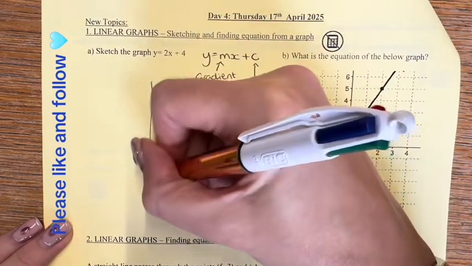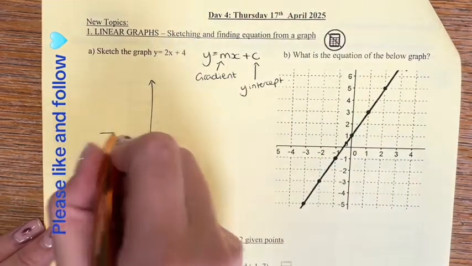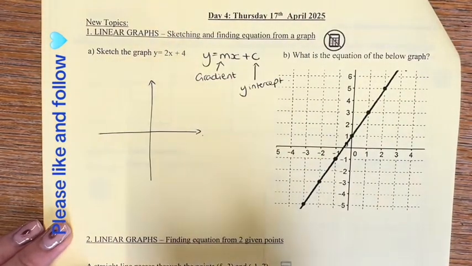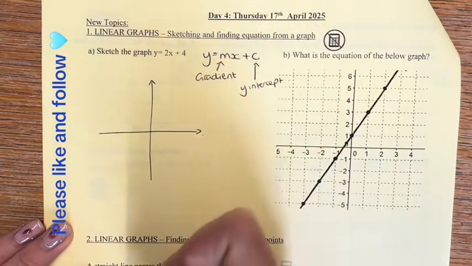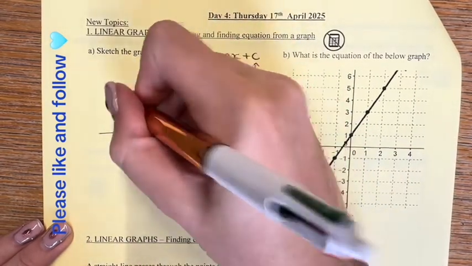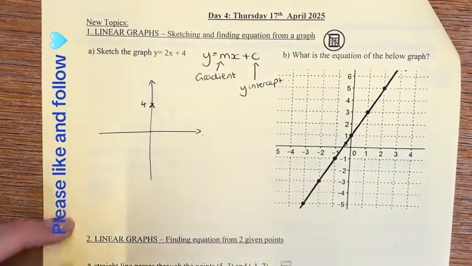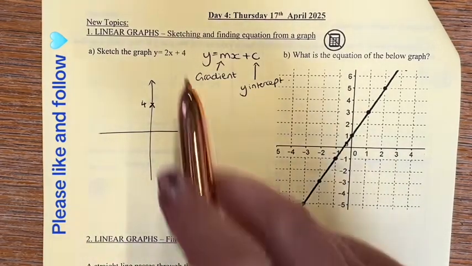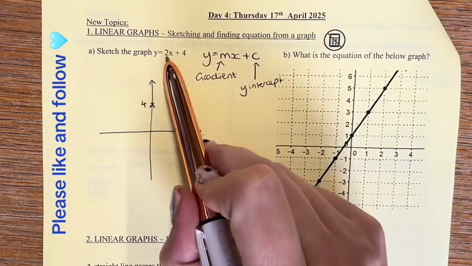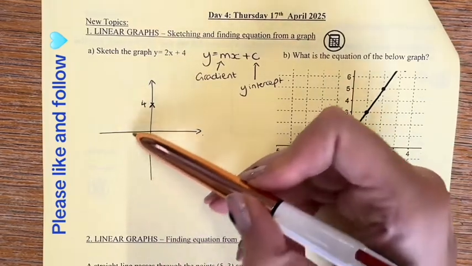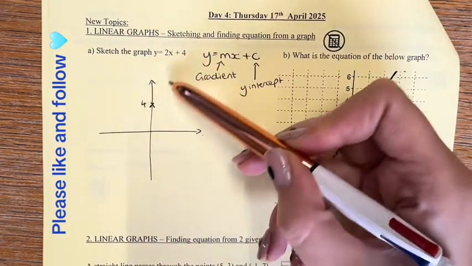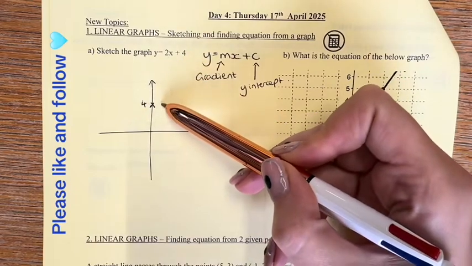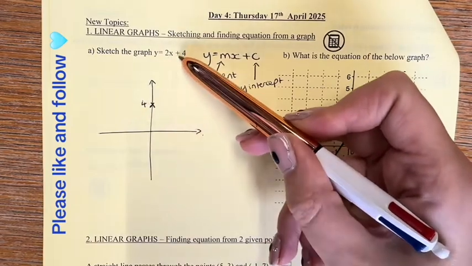The y-intercept is where the graph crosses the y-axis. So for this, I just need to start by drawing a sketch. And my y-intercept is 4. So I'm going to mark on a little point here, which is 4. Now it's a sketch, so it does not have to be accurate. But because this gradient is 2 and it's positive, it tells me that my line is going to go in this direction here. And it means for every 1 square I go across, I'm going to go 2 squares up. Okay?